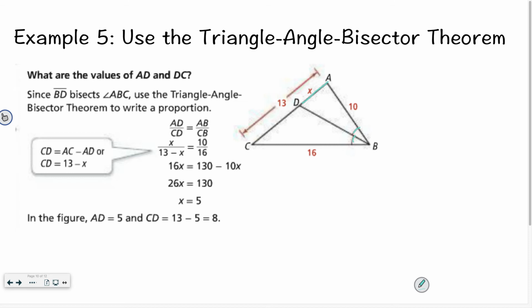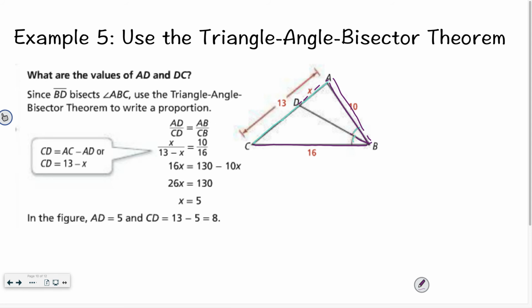So since we have that angle bisector, I know my opposite sides. If I set up a proportion, AD over CD should be equal to AB over CB. And you might be wondering, how do I know if it's AB over CB or CB over AB? But if you look, AD and AB are part of the same triangle, so it makes sense to group those two together. Okay. Then all we have to do is plug in numbers.